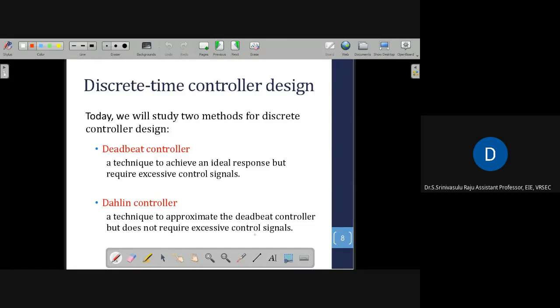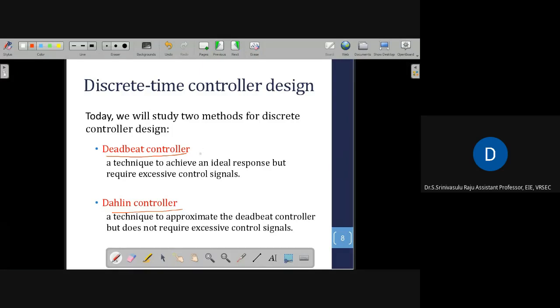Here I consider two controllers: one is the Deadbeat controller, another one is the Dahlin's controller. So I have considered these two, Deadbeat and Dahlin's. Here we are going to see how the response of this controller algorithm varies with respect to different types of process. We will analyze it now in MATLAB software.